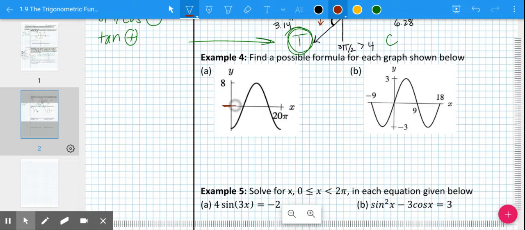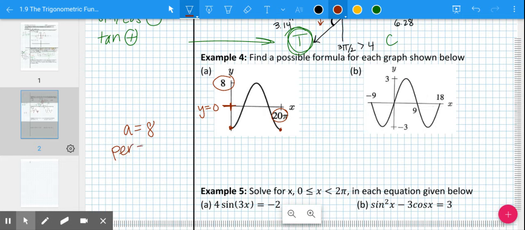It looks like our midline is right here at 0. So there's no weird plus k or anything. The amplitude is how far up or down I go from there. So our amplitude is going to be 8. And then the period looks like it's 20 pi because I start at 0 at my minimum and I hit 20 pi at my minimum again.